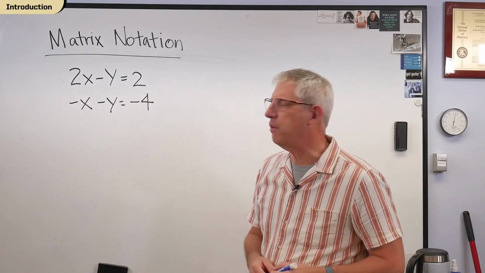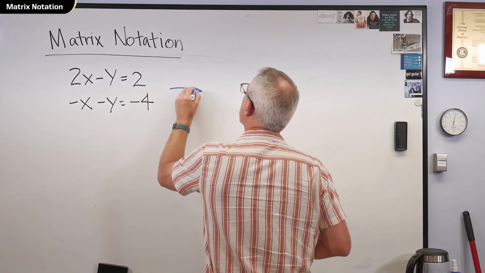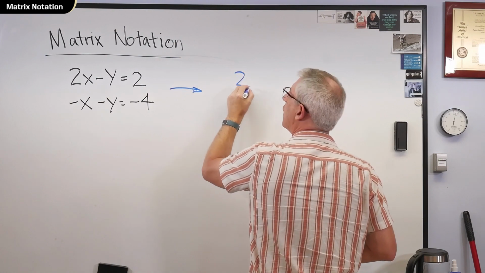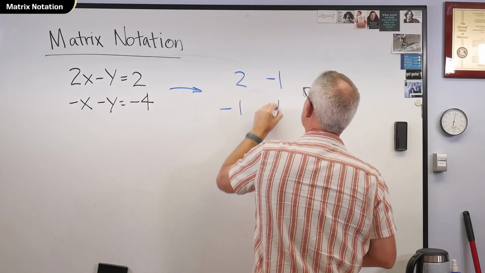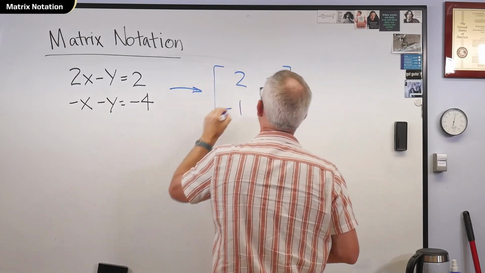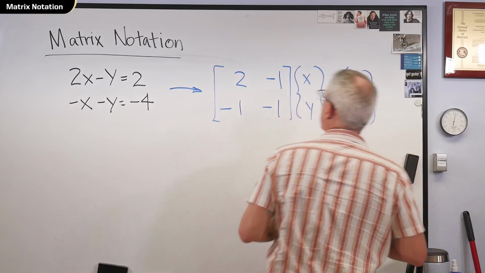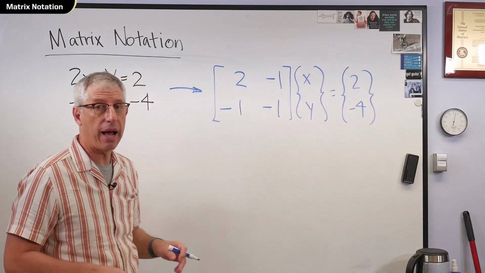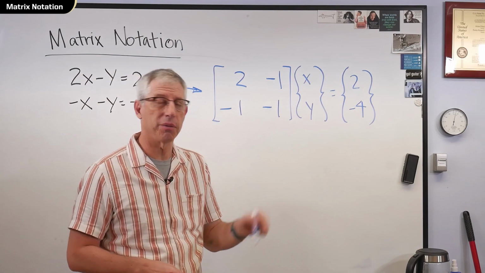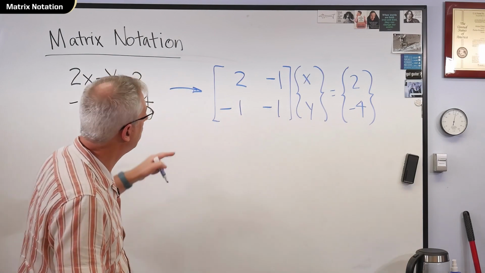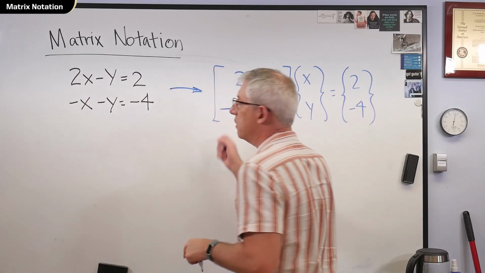So what does matrix notation look like? Well, let's go over here. The exact same thing in matrix notation is this. Now, this means exactly the same thing. And if you apply the rules of matrix multiplication, which we're going to do in another video, this turns back into that. You can extract this from that.